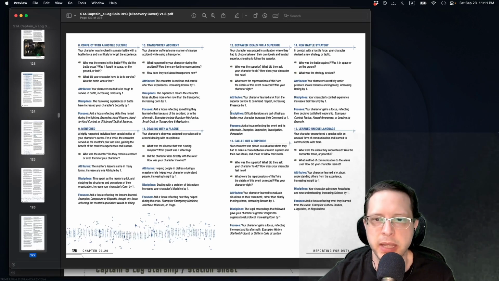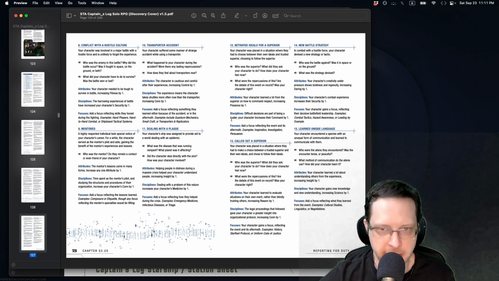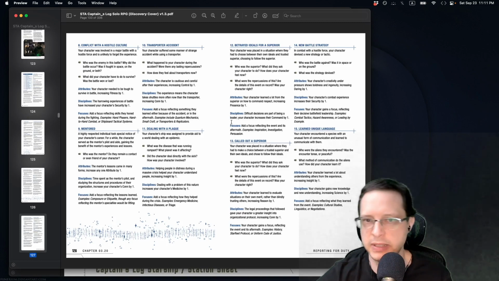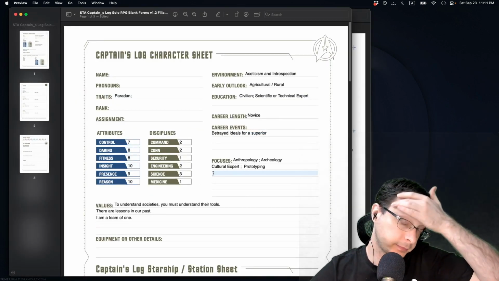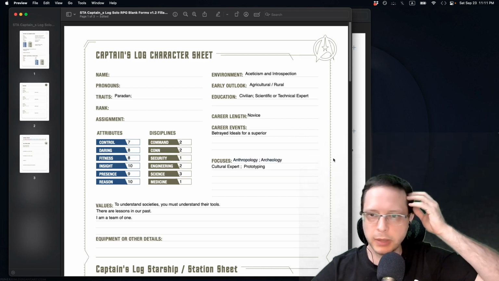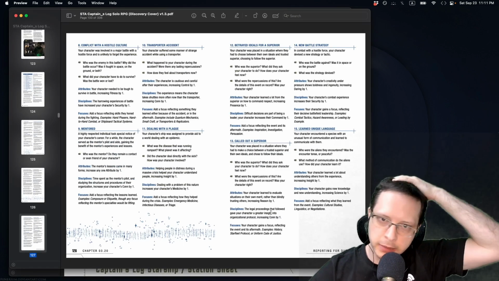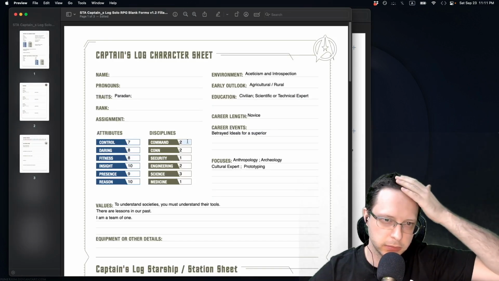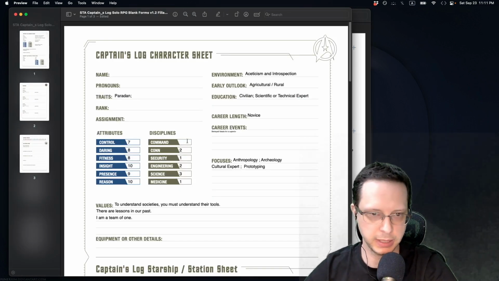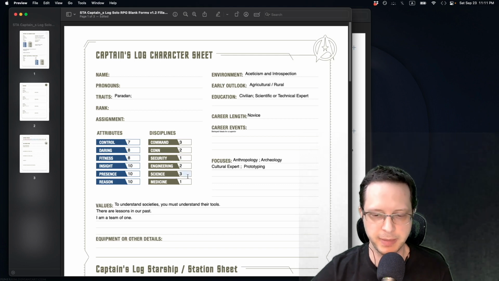So because of this, we increase our presence by 1, we increase our command by 1, and then we also gain a focus reflecting the event and its aftermath, like inspiration, investigation, persuasion, or so on. Right. Okay, we said presence is increased by 1, command is increased by 1. So we have a command of 3 now, and a presence of 10. We're actually kind of more of a command-focused character now.